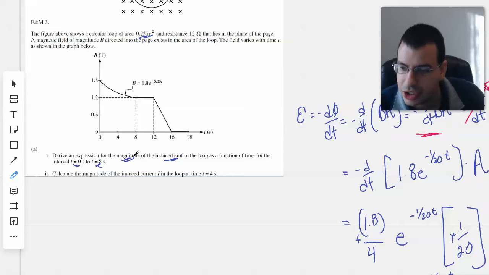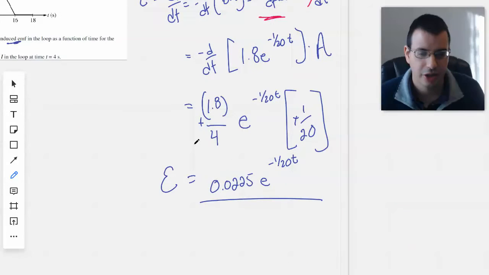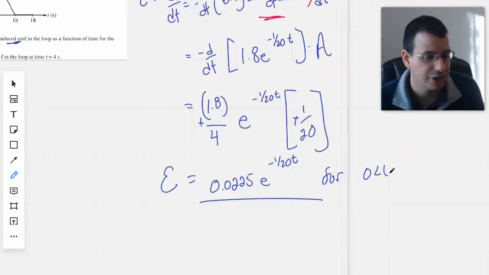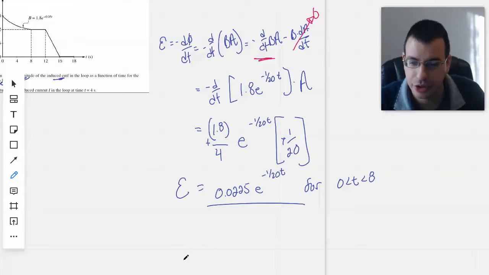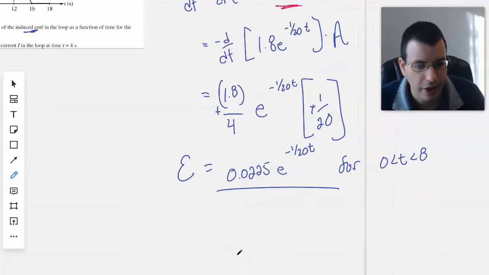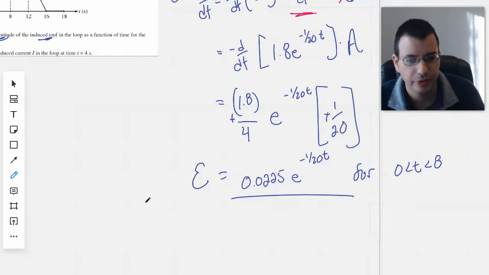Okay, derive an expression for the magnitude of the induced EMF in the loop as a function of time for the interval t equals 0 to t equals 8. And just to be clear, for 0 less than t less than 8. Yeah, that seems reasonable. So we're good there. And just for good measure, we'll put in a V for volts.